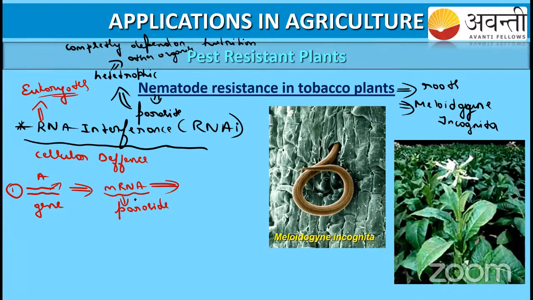We take the mRNA, and this mRNA is single stranded, right? So we convert it into double stranded. Now our double-stranded RNA is ready, right? What we are going to do now is inject this double-stranded RNA into the plant.